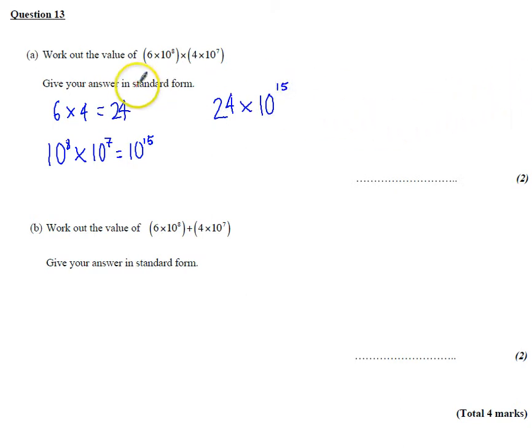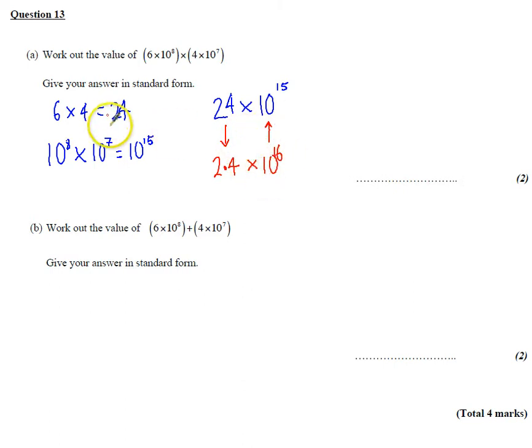However, it says we've got to give our answer in standard form. So this number is not between 1 and 10. So I'm going to have to divide this number by 10 to give me 2.4. But to keep this number balanced, because I'm dividing the 24 by 10, I'm going to multiply this part of the number by 10. So that becomes 10 to the power of 16. So that number is now in standard form.